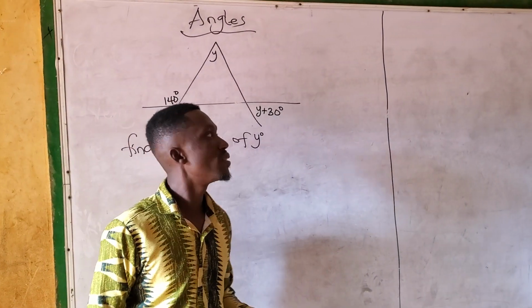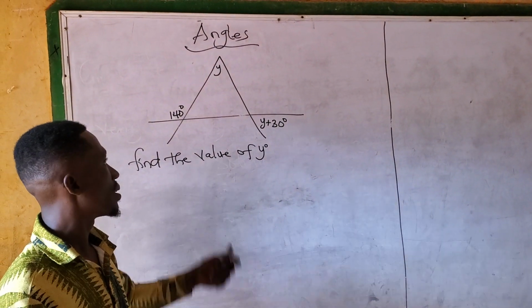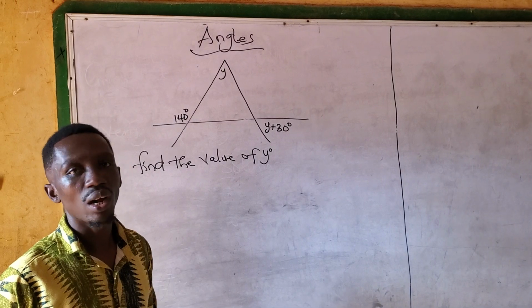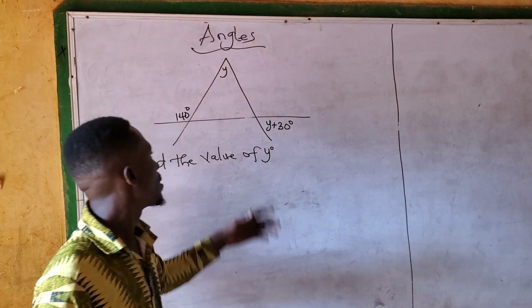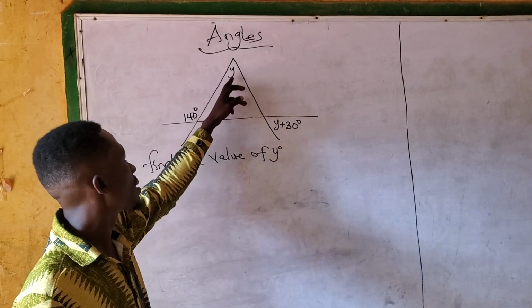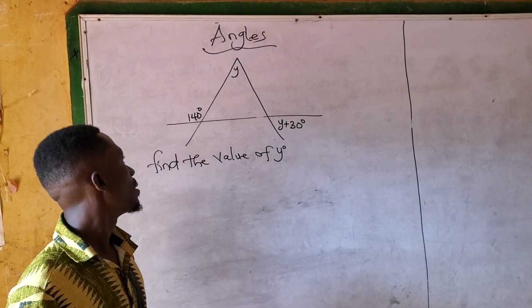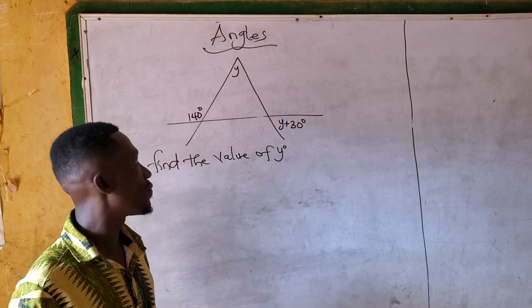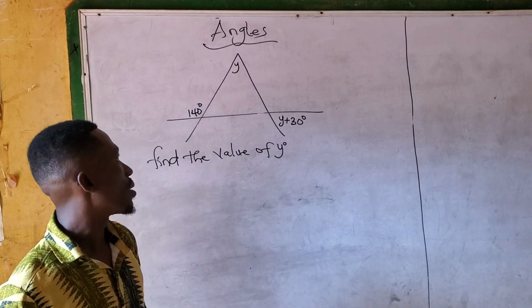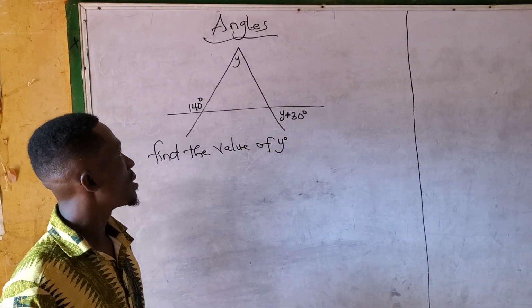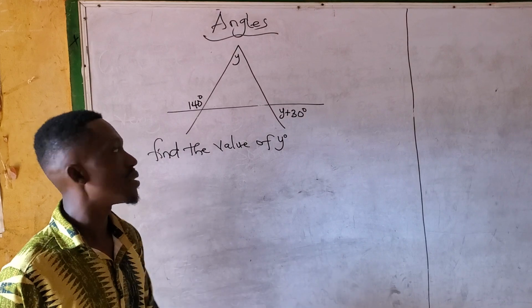Our topic for today is angles, and we have a question on the board which we all need to try our hands on. The question is we have to find the value of y from this diagram. Before we solve for y, we can see some properties of angles that have been found in this diagram.